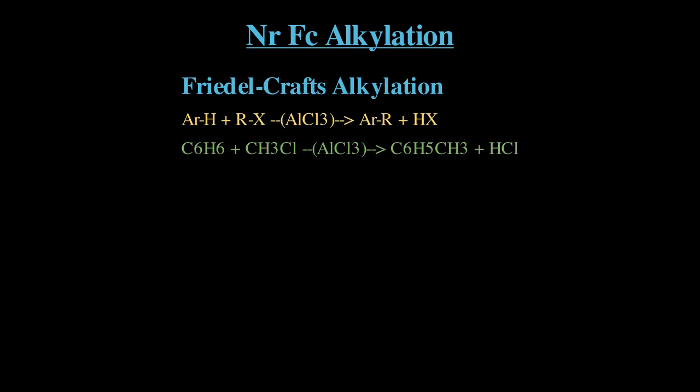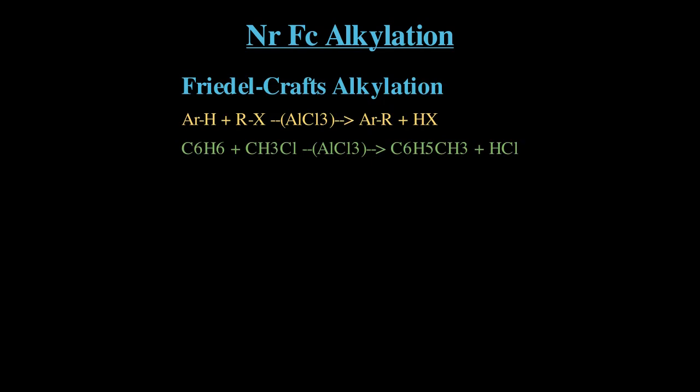First up, the famous Friedel-Crafts alkylation. This is your go-to method for adding alkyl groups to a benzene ring. The general reaction is an aromatic ring, R-H, plus an alkyl halide, R-X. Using a catalyst like anhydrous aluminum chloride, AlCl3, this gives you the alkylated ring, R-R, plus HX.